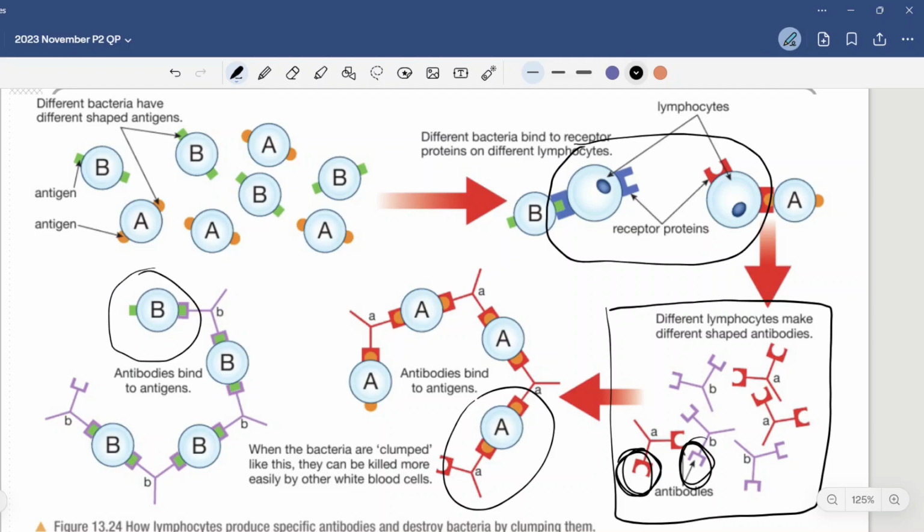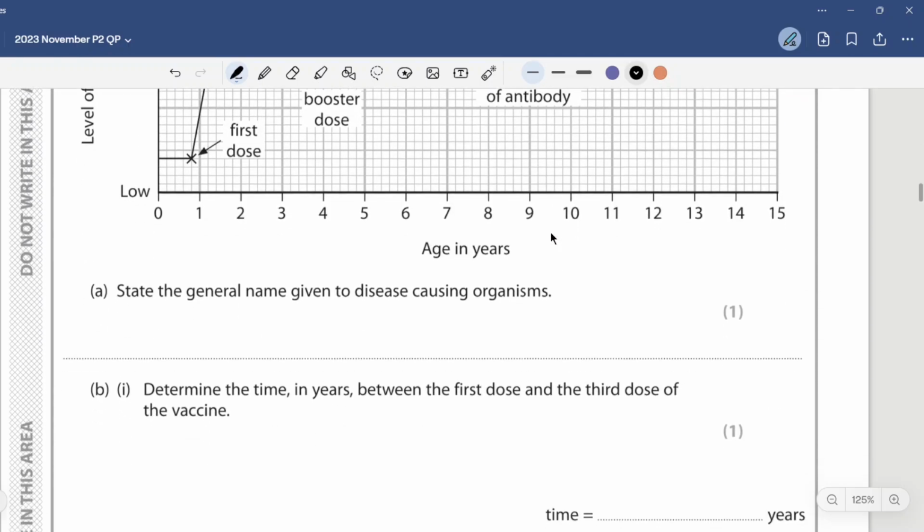So it's very specific. Now, the reason why vaccines are effective is because you have what we call memory cells. Memory cells stay in circulation in our body so that when the same pathogen comes again into our body, the rate at which we produce antibodies is much, much faster. So the response is much faster, and that prevents us from feeling the full symptoms of that disease. All right, let's continue with part A.